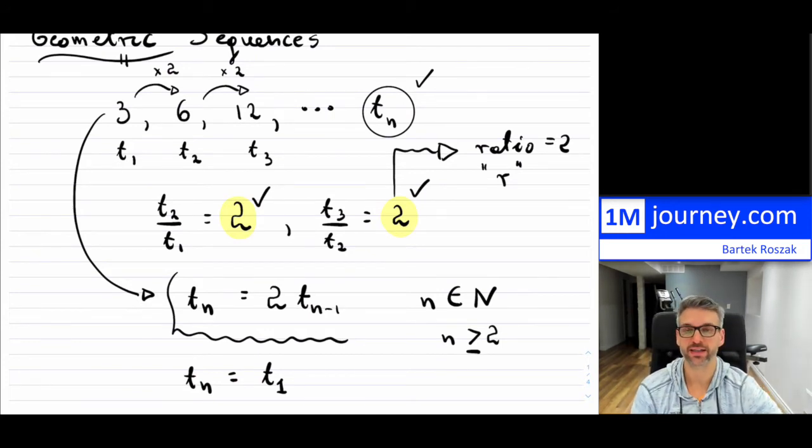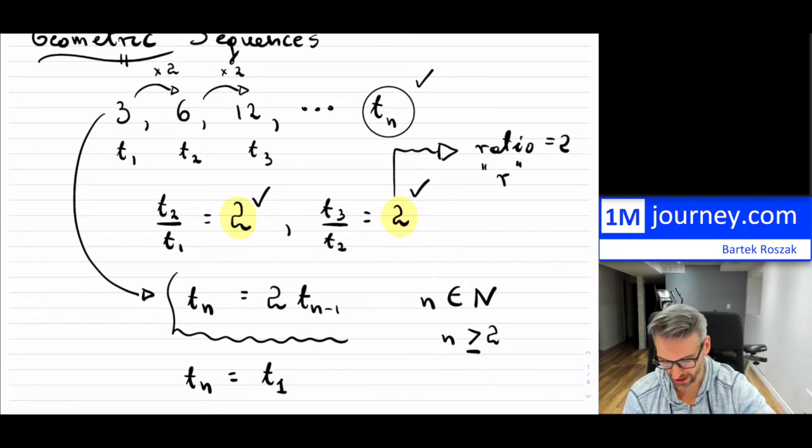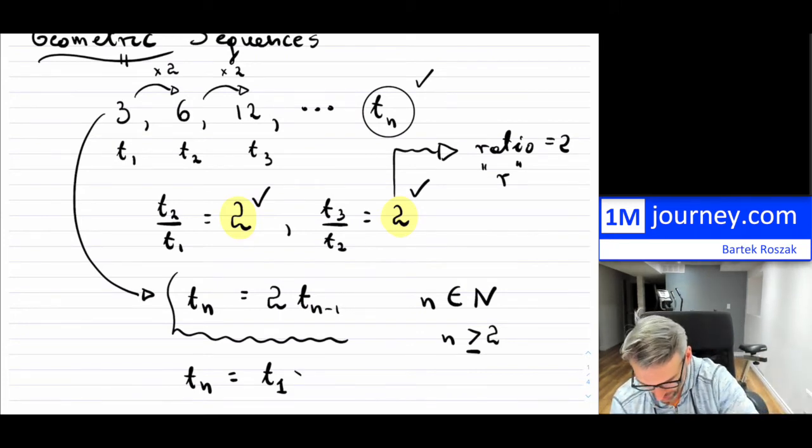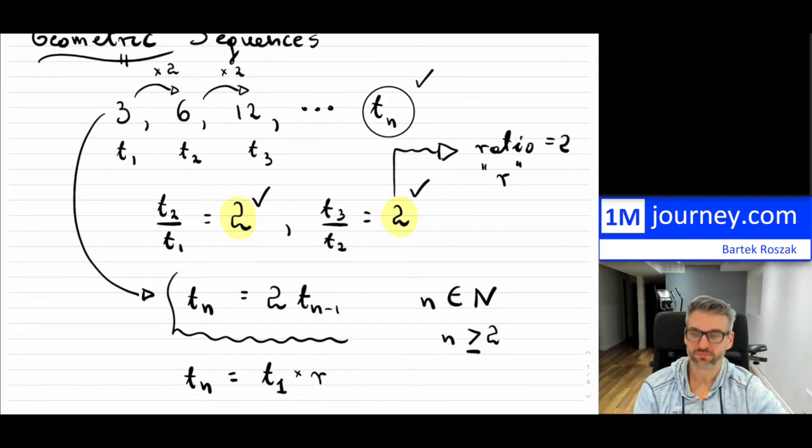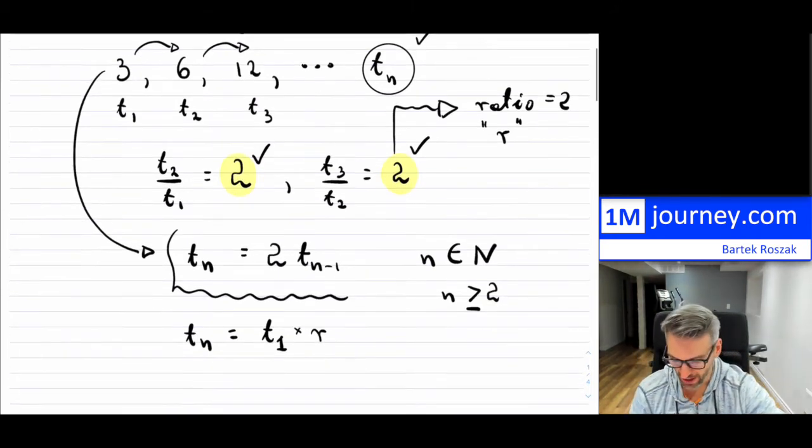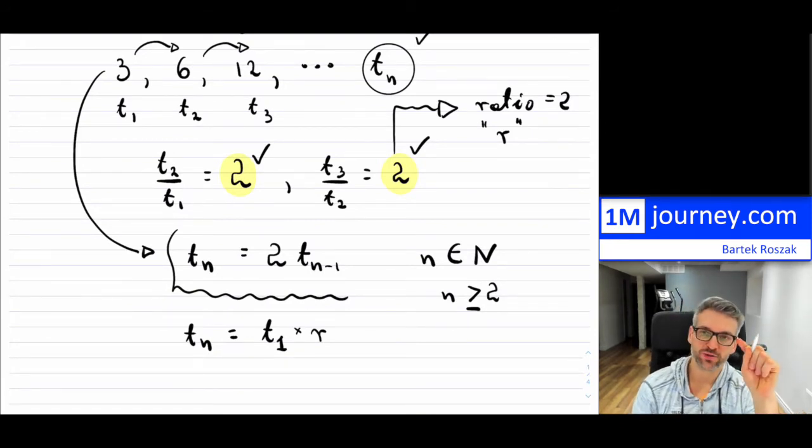It can be any number that you keep multiplying by. So here, we know that we would have multiplied by this ratio, so by 2, to get the next number. Now, if we wanted to find the third term, we would multiply by r again, and then we would multiply by r again, right?